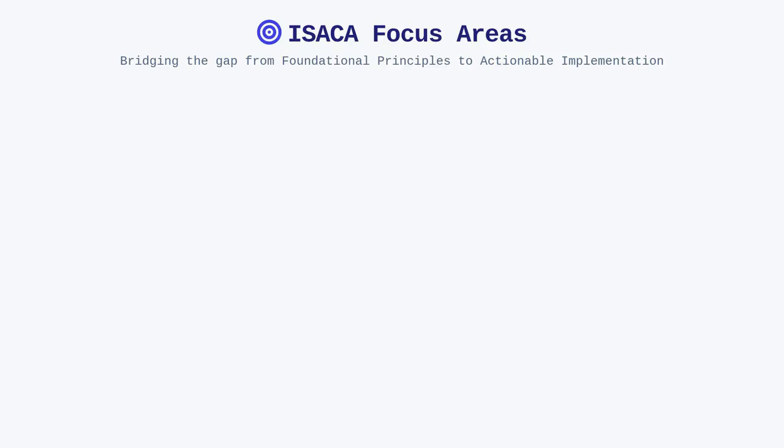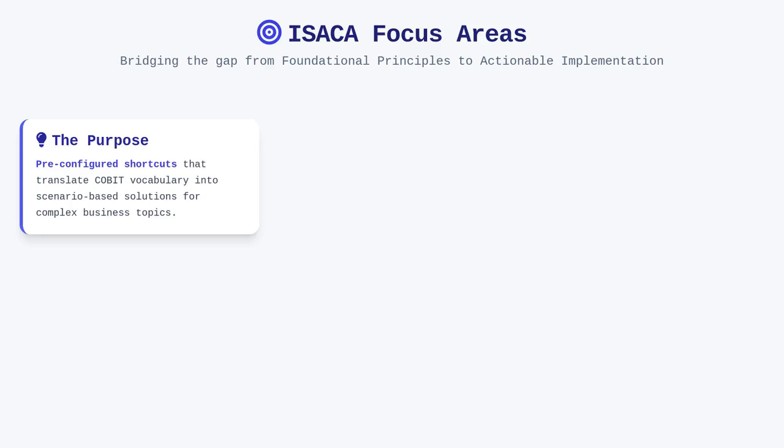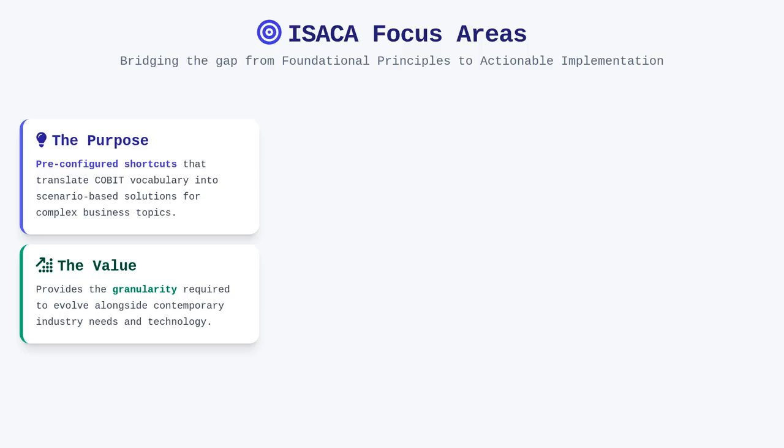Currently, ISACA provides a range of published focus areas that cover high-priority topics, and this list is designed to grow as technology evolves. Examples include governance for small and medium enterprises, where the focus is on scaling processes to maintain effectiveness with limited resources, and information security, which requires deep integration with specific threat modeling and protective controls.